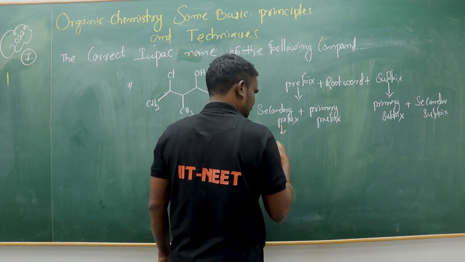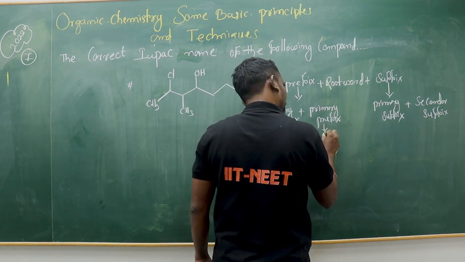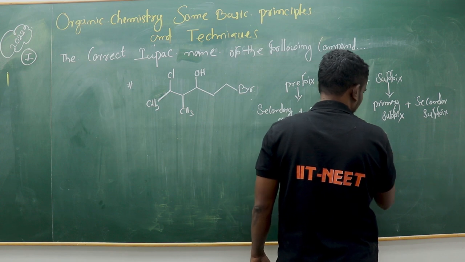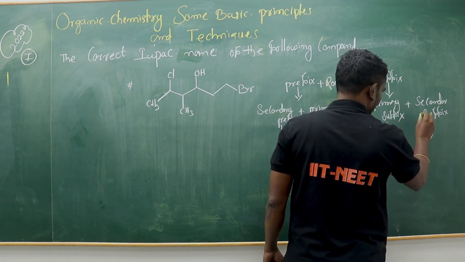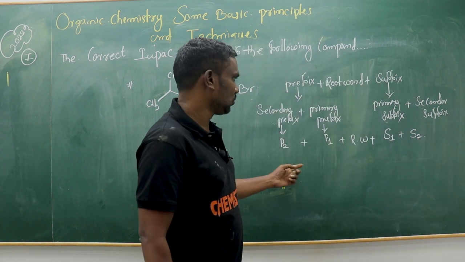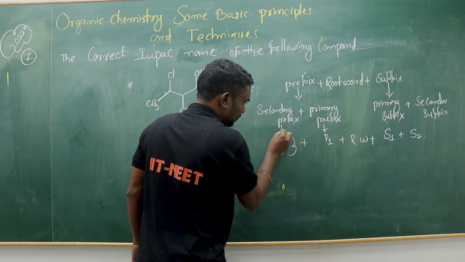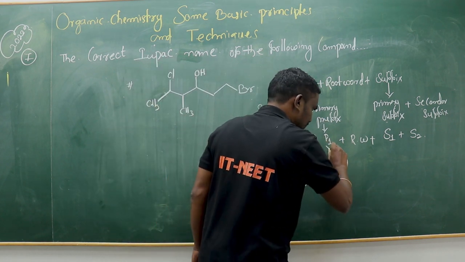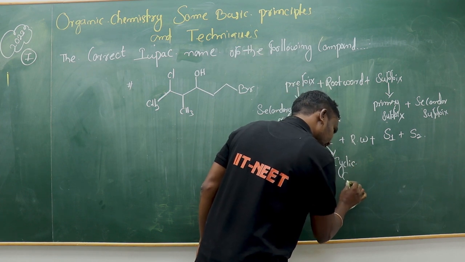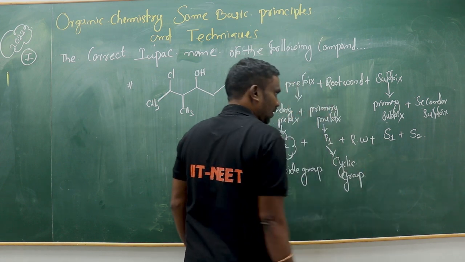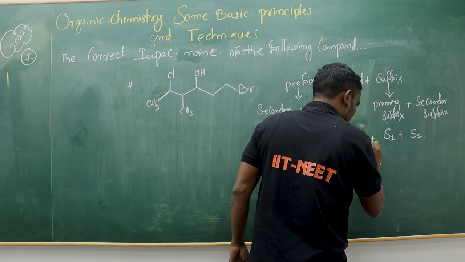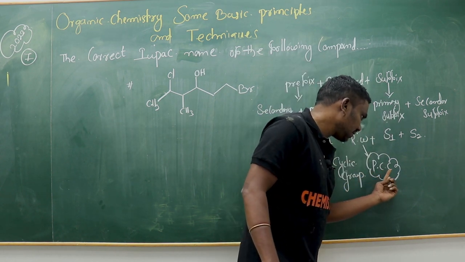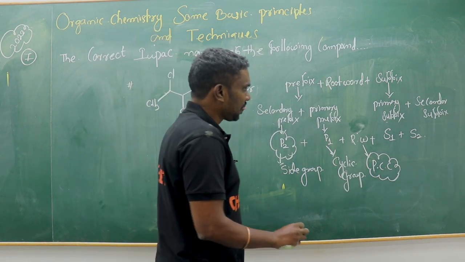Secondary prefix, I consider P2. This is P1, I consider RW. Next, this is I consider S1, kitabon mein kabhi bhi kahan bhi nahi diya. I consider this is S2. P2, P1, RW, S1, S2. P2 belongs to side groups. P1 belongs to cyclic group, cyclic compound. Root word is the number of carbons, the parent carbon chain. Aap pura likhna beta ji. P stands for parent, C stands for chain, this is carbon. Parent carbon chain.